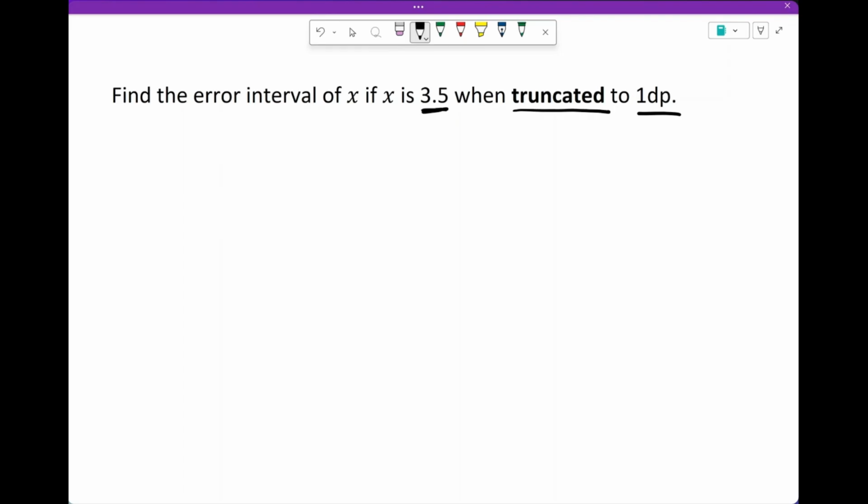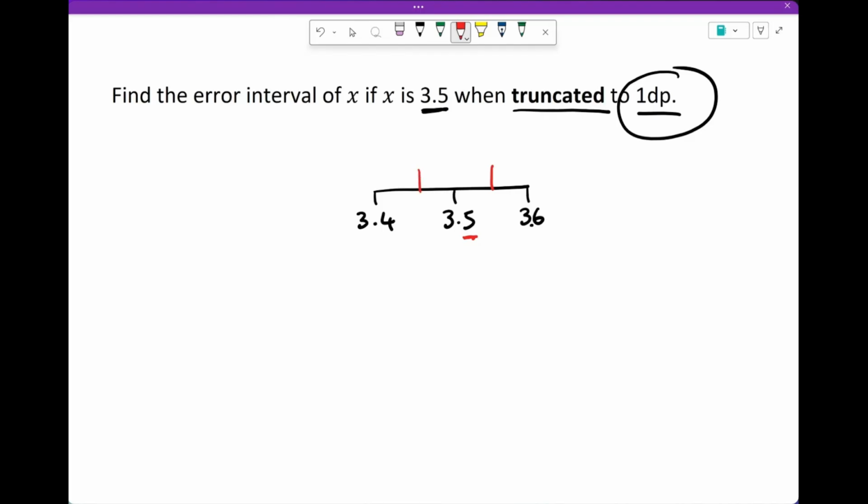Our previous method was to draw a number line and write the 3.5 in the middle. Because we are dealing with 1 decimal place, I'd go to the first decimal place, which is the 5, add 1 to that place value to get 3.6, and subtract 1 from that place value to get 3.4. Then our upper and lower bounds were the midpoints, this value here and this value here. So that would give me 3.55 and 3.45, like that.